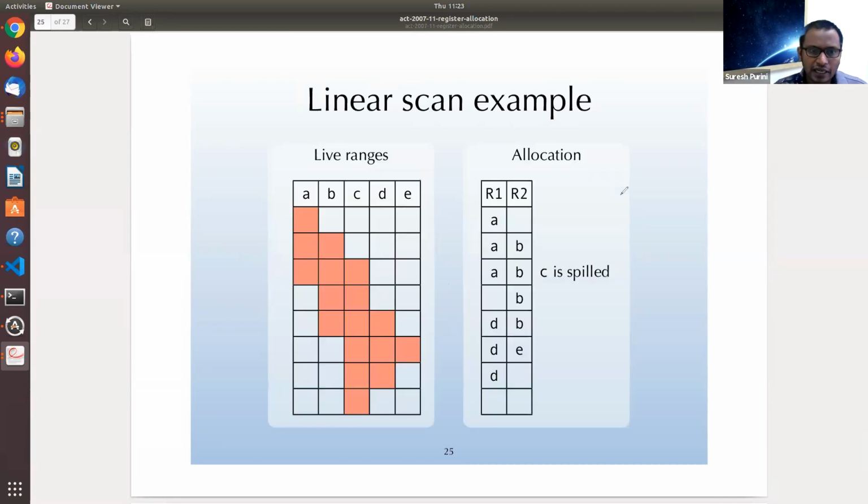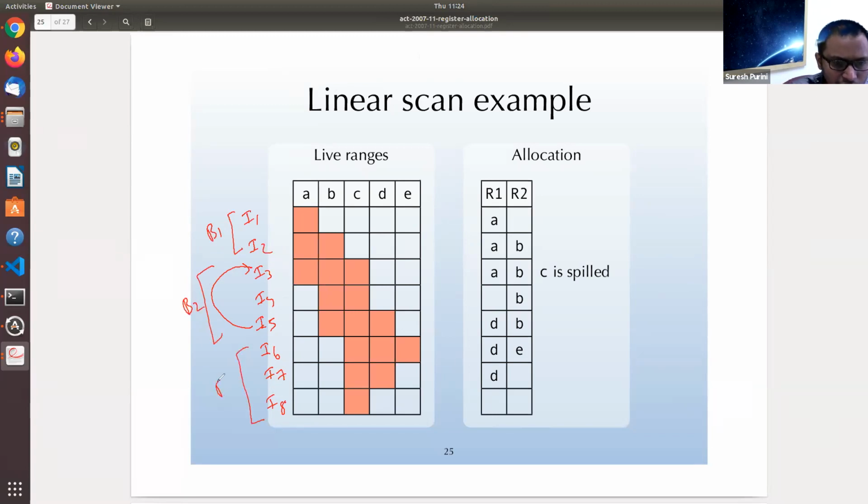So the idea here is very simple. Let's say the live ranges of different variables in a program text are like this. I just want to make one point here. Let's say your program has instructions I1, I2, I3, I4, I5, I6, I7. Let's say I4 is a goto instruction to I3. So essentially this is I3, I4. I did the numbering wrong. I4, I5, I6. So this is a sequence of instructions, and these two constitute basic block B1, and these constitute basic block B2, and this constitutes basic block B3.